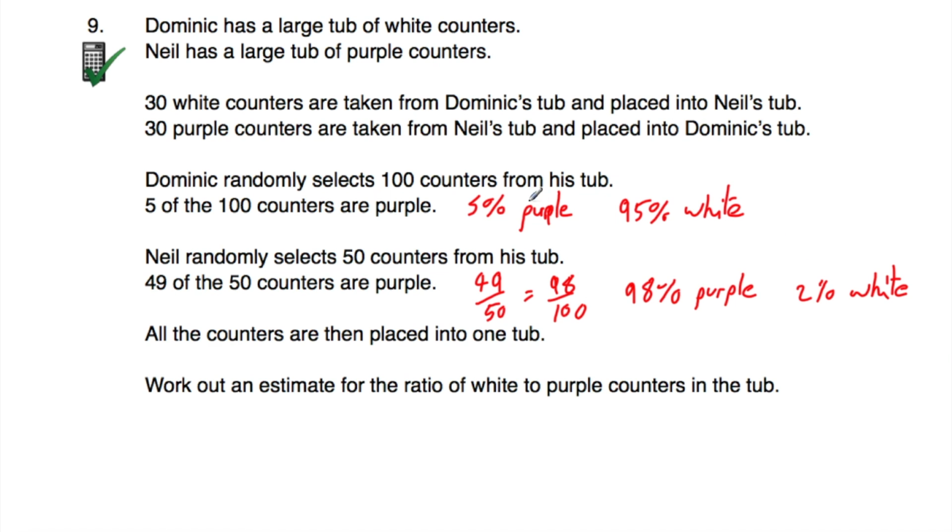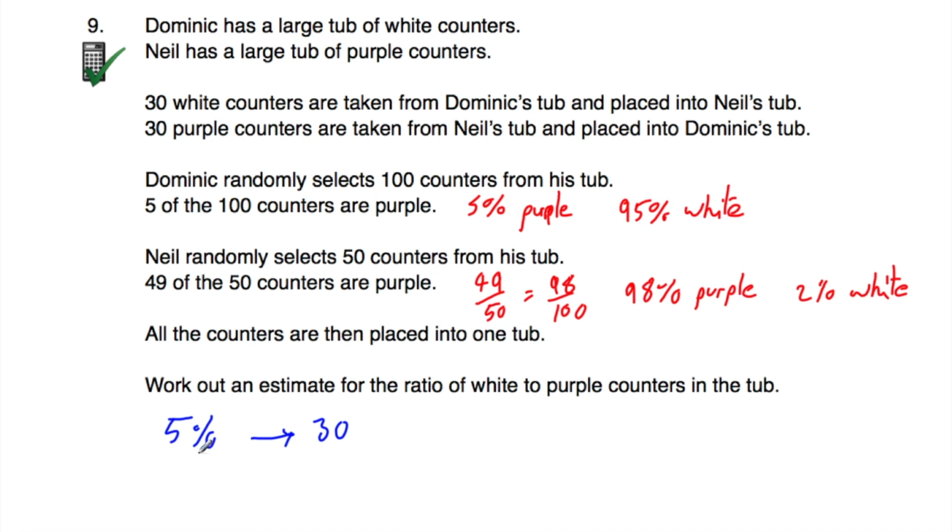Now, if we go back to Dominic's tub, we know that 5% of them are purple. And we know that in his tub, he's got 30 purple counters because Neil put 30 purple counters in Dominic's tub. So 5% is equal to 30 purple counters. Now, if we can work out what 100% is, we can work out how many counters are in Dominic's tub. So 5% is equal to 30.